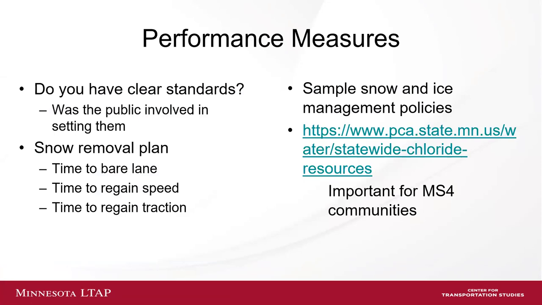So agencies, to achieve their goal, should have put in place certain performance measures. So do you have clear standards? And when you set your standards, it's always a good idea to have public involvement. Get the public's input on what they think is an acceptable level of service. You should also have a snow removal plan. And in that plan, some of the things that you're going to address are maybe time to bare lane, or time to regain speed, or the time to regain traction. So it might be acceptable to regain traction within, say, 6 hours after the storm event has ended. You know, that kind of approach.